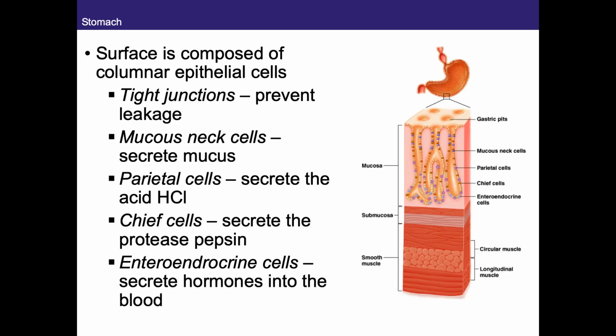So there are tight junctions to prevent any kind of leakage. Mucous neck cells secrete mucins. And then the parietal cells secrete acid. And don't forget intrinsic factor. Okay, so you want me to go through the intrinsic factor? Parietal cells secrete acid. They reabsorb bicarbonate. And then let's talk about intrinsic factor.